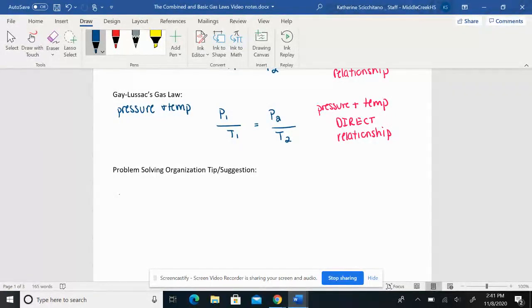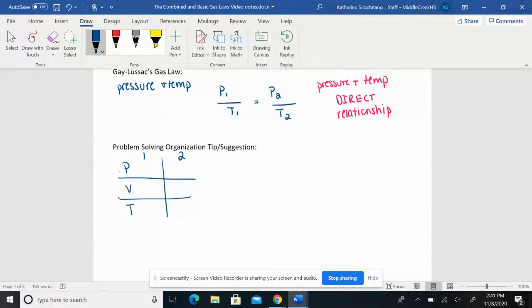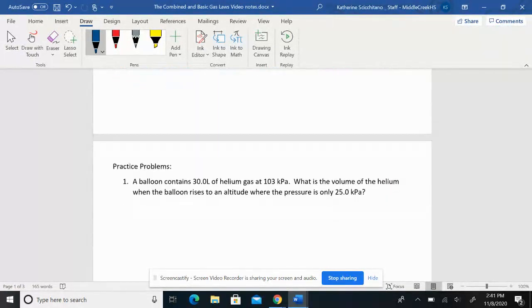So the way that I always do it is I set up a PVT, and then I put a 1 and a 2. And so as I'm reading through my problem, I can fill in all of the different numbers that are given in the problem so that I know how to approach the problem. And I'm going to use it in the next couple of problems that we're doing.